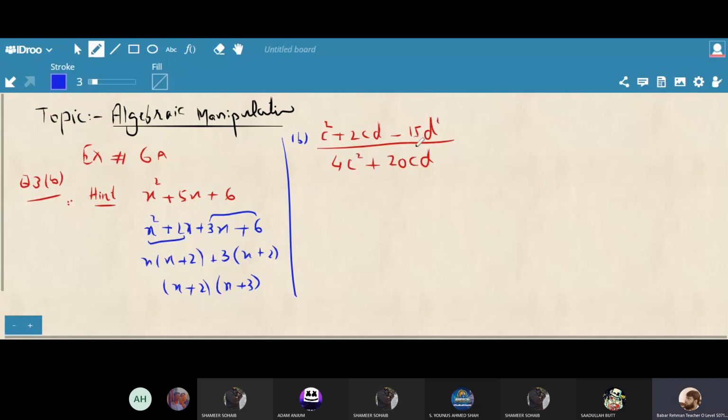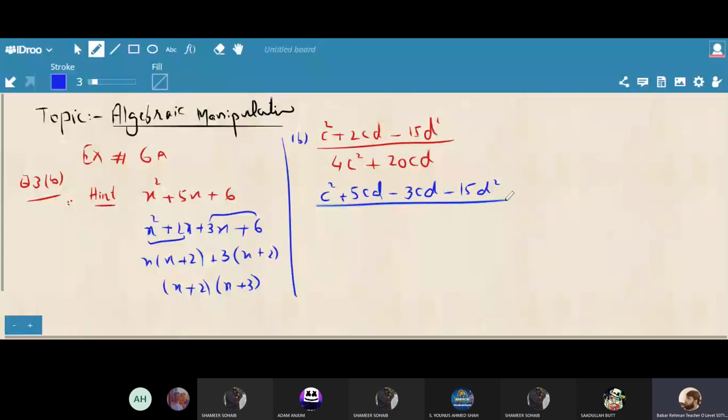Okay, 5 times 3 is 15. This is a negative sign with this number, and I told you when there is a negative sign, we have to take two numbers with different signs in breaking the middle term. So 5 times 3 is 15. Can anybody tell me now? Plus 5cd and minus 3cd. Very good. Plus 5cd minus 3cd minus 15d square.